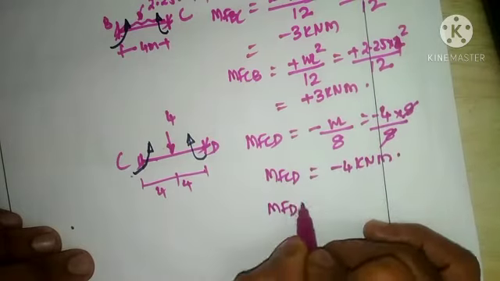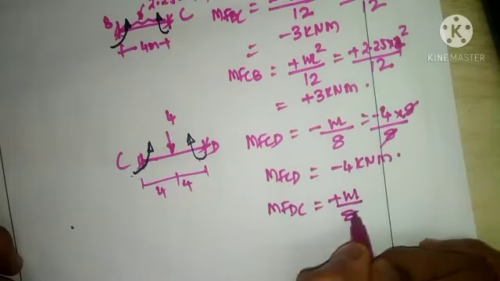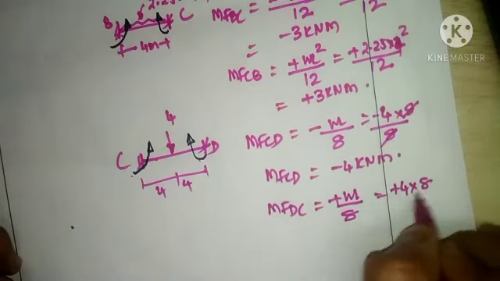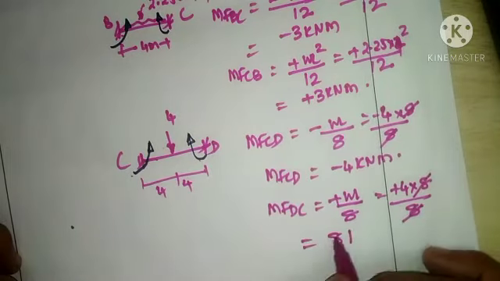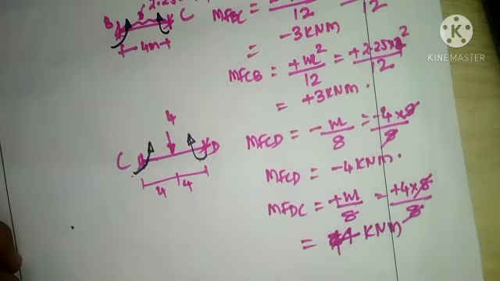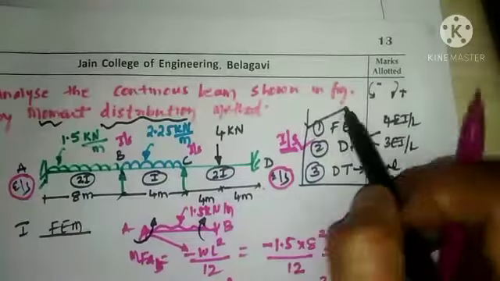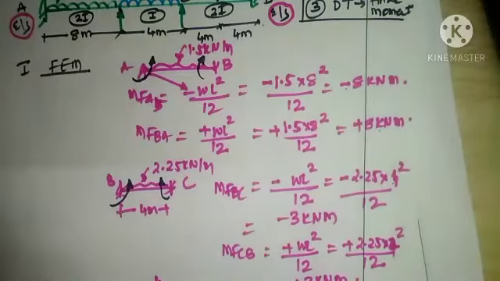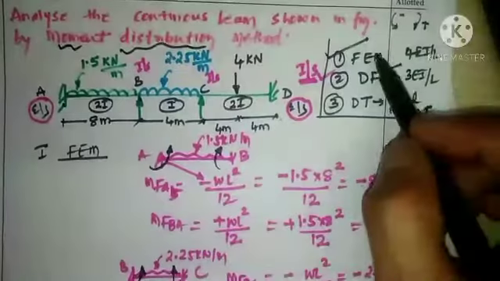Then MFDC value, as it is clockwise, its value is plus WL by 8, which is plus 4 into 8 divided by 8, 8 gets cancelled, 4 kilonewton meter is the fixed end moment for MFDC. So what we have calculated here is all the fixed end moments for the beam. So first step is over, that is computation of the fixed end moment is over. As mentioned, it is a 3-step procedure. Amongst the 3 steps, one is over, which is the fixed end moment.